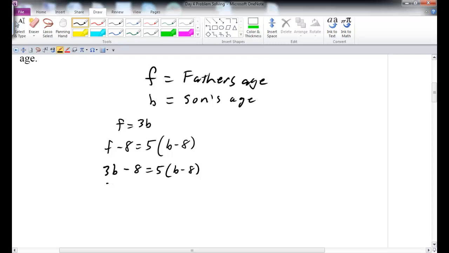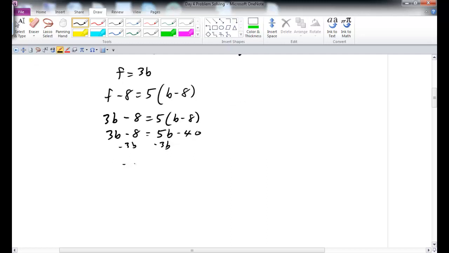Let's do a little distribution first. 3b minus 8 equals 5b minus 40. Let's subtract 3b from both sides. Minus 3b, minus 3b. We'll have negative 8 equals 2b minus 40. Let's add 40 to both sides. And we're going to get 32 equals 2b. Divide both sides by 2, and we're going to get 16 equals b.